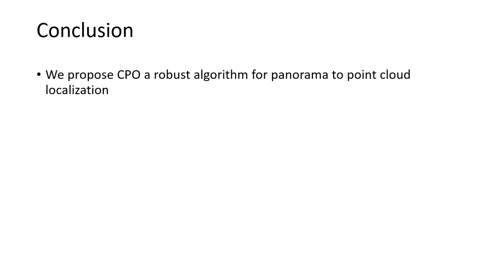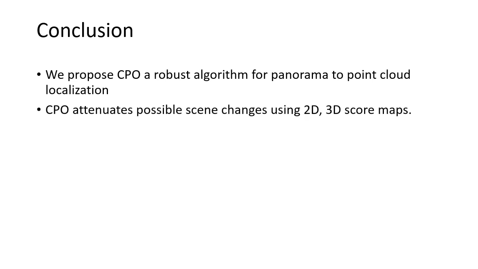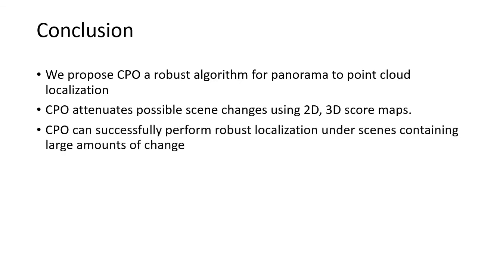In conclusion, we propose CPO, a robust algorithm for panorama-to-point cloud localization. CPO uses 2D/3D score maps that attenuate regions containing scene changes. Experiments show that CPO can successfully perform localization in scenarios with large scene change.